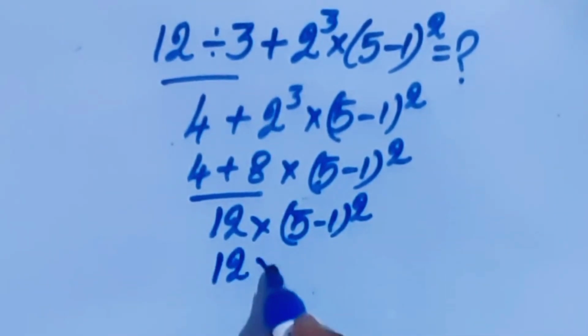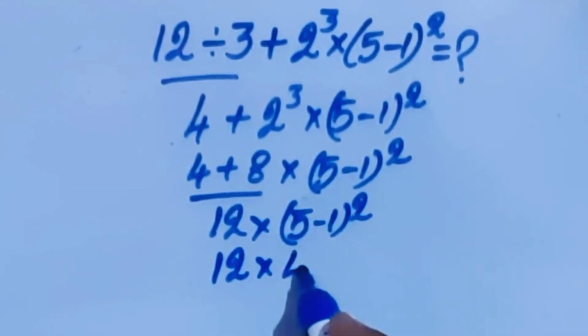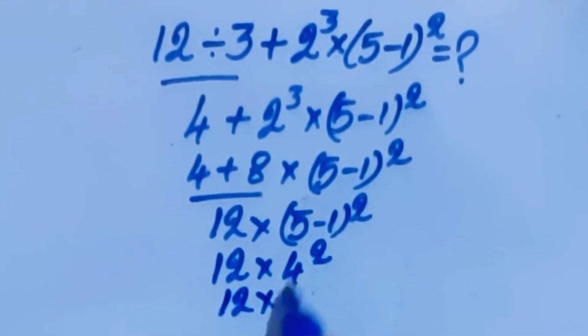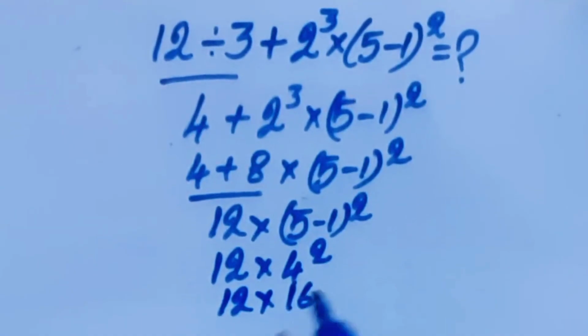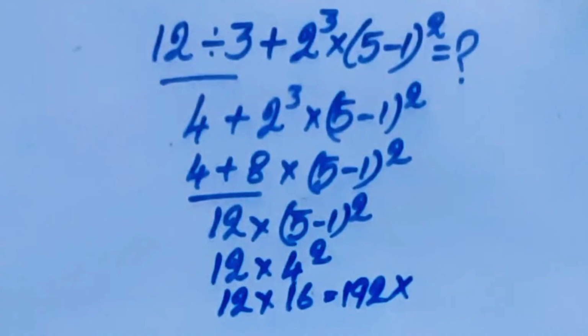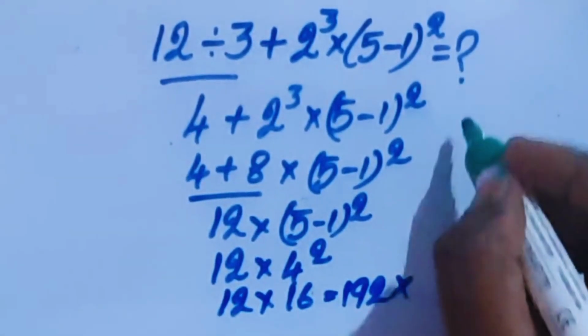Here 12 times (5 minus 1) is 4 to the power of 2. Here 12 times this 4 square, which is 16. Here 12 times 16 is 192. This is the wrong answer. As per this order of operations, PEMDAS, this 192 is the wrong answer.